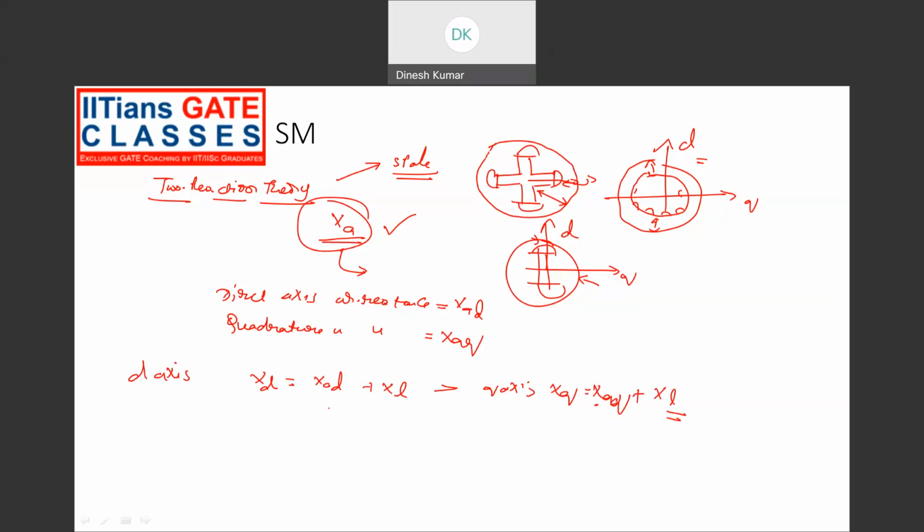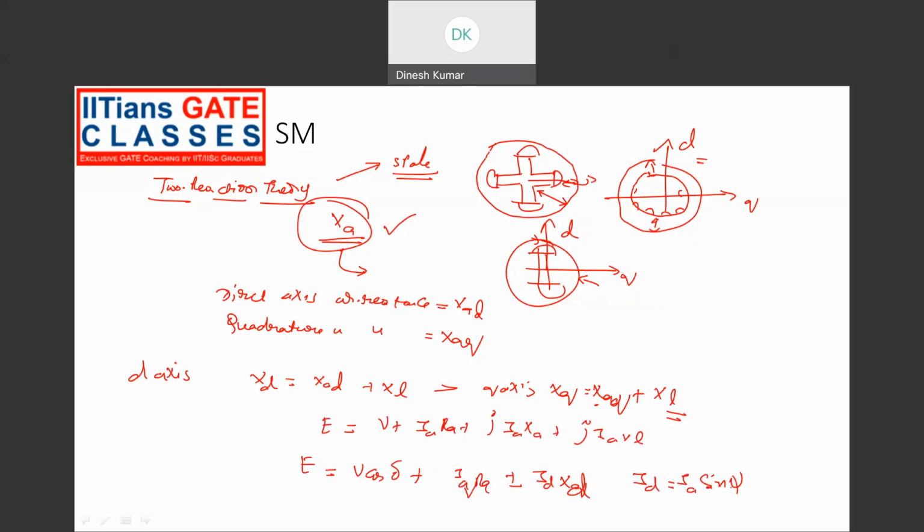So earlier we have seen the cylindrical machine, where the expression for the induced EMF is E equal to V plus IARA plus j IAXA plus j IAXL. But now in the case of a salient pole machine, the induced EMF expression is given by E equal to V cos delta plus IQRA plus or minus IDXD, where ID equal to IA sin psi and IQ equal to IA cos psi. Okay.